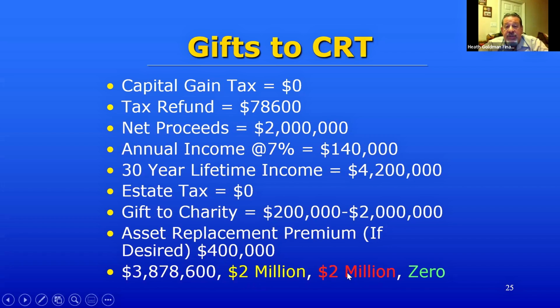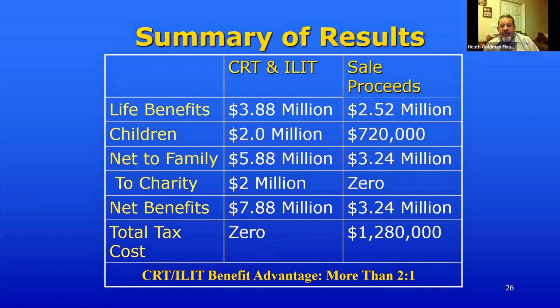The charity got the full $2 million at the end of the termination of the trust. And most importantly, here for this purposes today, there was zero tax paid by the client. Here's the side-by-side. If you just look at the math and don't have any idea what this CRT and this ILIT and all of this other stuff that Bill and I are talking about really means, the last line of this slide is the most important thing.